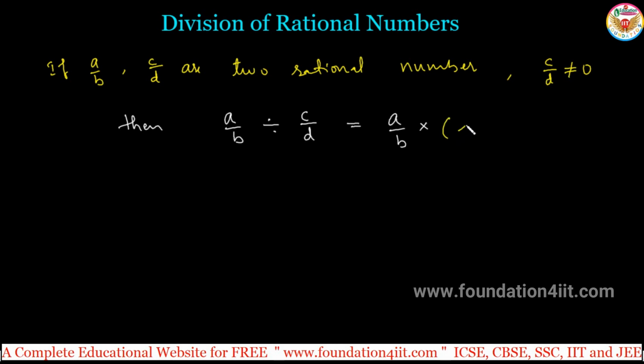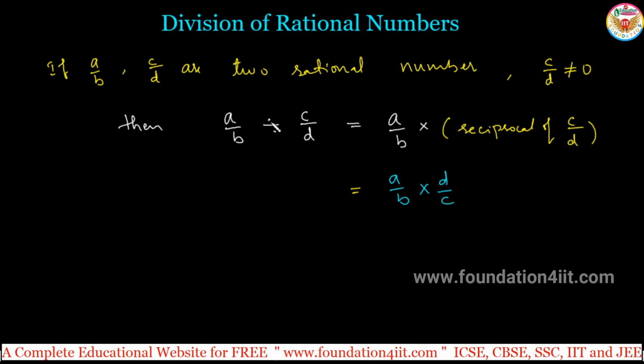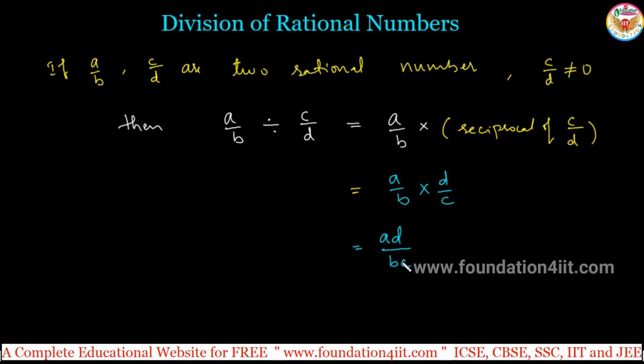So we can take the reciprocal of c by d. That is a by b into c by d reciprocal, which is d by c. Whenever we keep the into symbol instead of the divide symbol, the next fraction should be the reciprocal. That is a into d by c, so this is nothing but ad by bc.